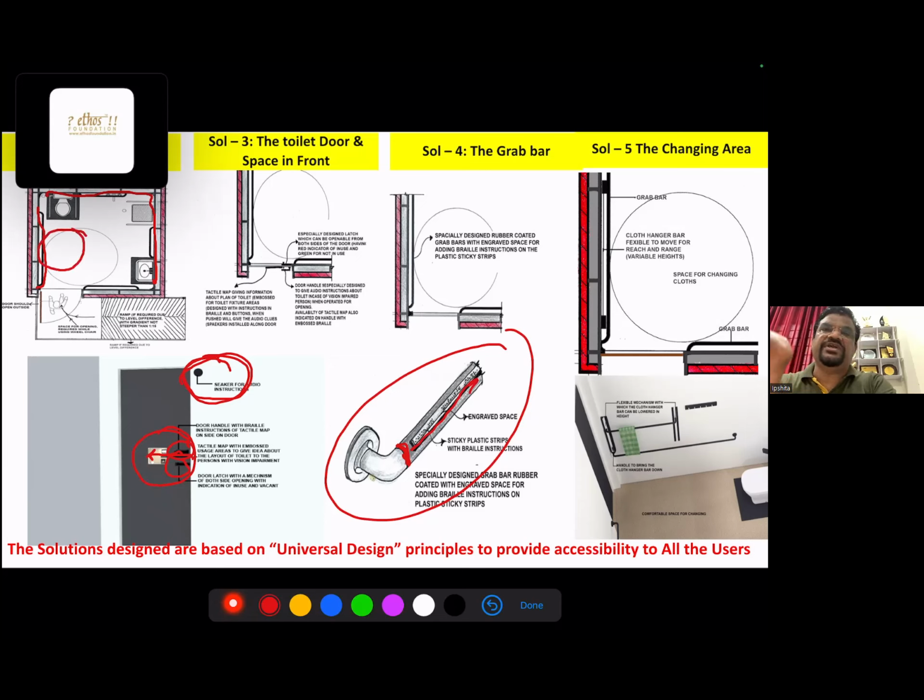Suppose I'm standing over here in front of this space, which is the changing area. It gives you the information written in braille that you are at the changing area. And this changing area has the flexibility of movement of this cloth hanging bar. Even if you have clothes hanging on it, it can come down. For children it can come down, and if you just release it, it goes back to its position. So this is how the changing area has been made accessible.